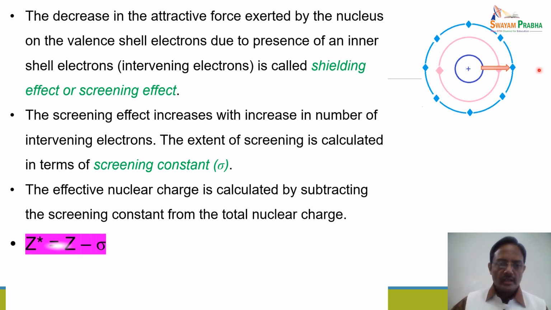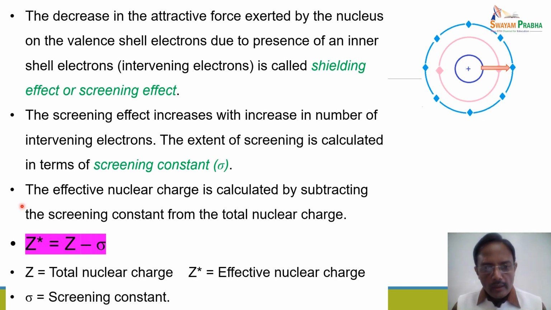This screening constant leads to reduction in the effective nuclear charge which is experienced by a particular electron, and this effective nuclear charge is equal to the total nuclear charge minus the screening constant. In other words, we can put it like this: every electron will experience a different effective nuclear charge depending on its position in various shells and subshells.